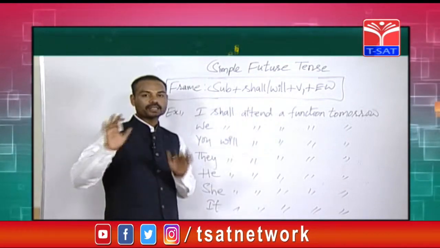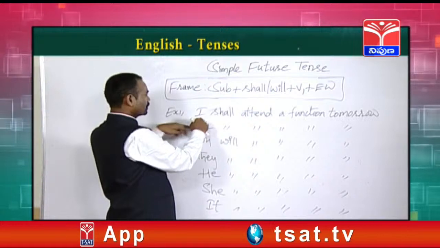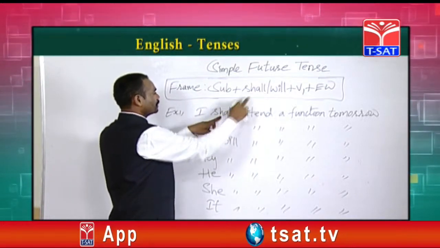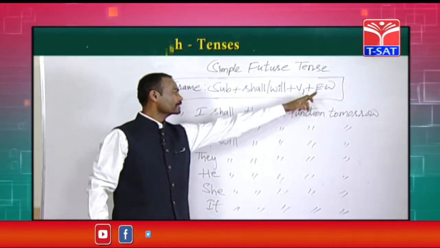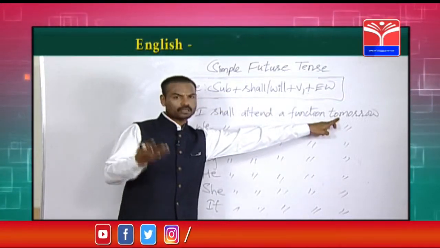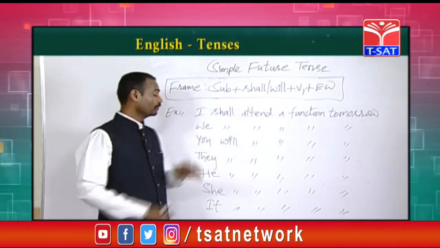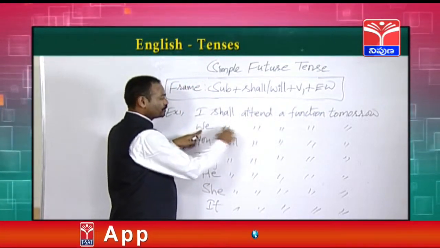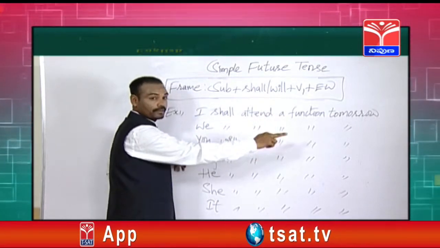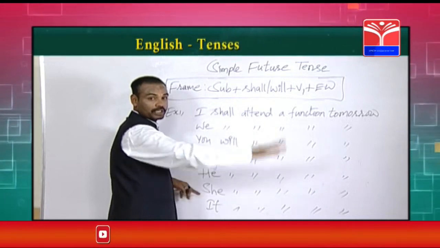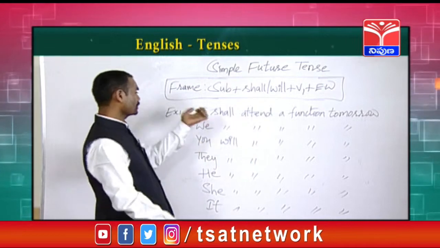So friends, this is the process of writing sentences in simple future tense. See, first subject, one helping verb should be taken, after I shall should be taken. Next V1, the first form of the verb, attend, extra words, a function tomorrow or next week or next month or next year. So I shall attend a function tomorrow. We shall attend a function tomorrow. You will attend a function tomorrow. They will attend a function tomorrow. He will attend a function tomorrow. She will attend a function tomorrow. Like this, you can take any subject. Let's take one more example.